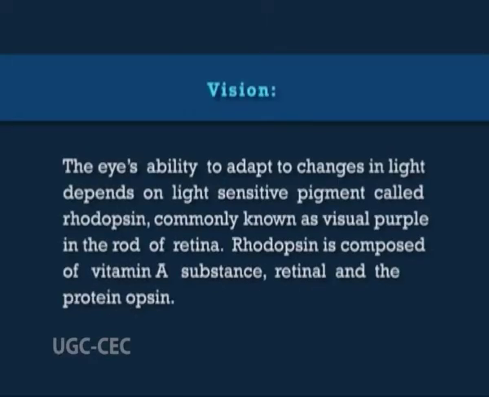Vision. The eye's ability to adapt to changes in light depends on a light-sensitive pigment called rhodopsin, commonly known as visual purple, in the rods of the retina. Rhodopsin is composed of the vitamin A substance, retinal, and the protein opsin. When the body is deficient in vitamin A, the normal rhodopsin cannot be made and the rods and cones of the retina become increasingly insensitive to light changes, causing night blindness. This condition can usually be cured in a half hour or so by an injection of vitamin A, that is retinol, which is readily converted into retinal and then to rhodopsin.